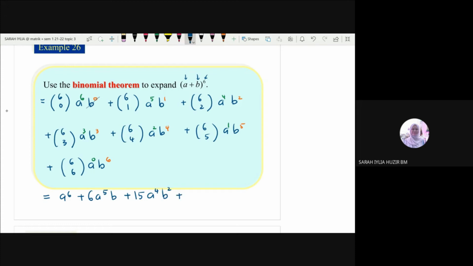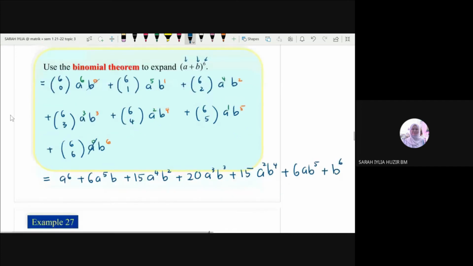Next one, 6C3, 20. So, A cube, B cube. 6C4, sama juga, 15. A squared, B to the power of 4. 6C5, kita akan dapat 6. A, B to the power of 5. And then last one, 6C6, kita akan dapat 1. A power 0 dah hilang. Tinggallah B to the power of 6. So that's basically how we expand using binomial theorem. Kita practice next example. Saya proceed ya.